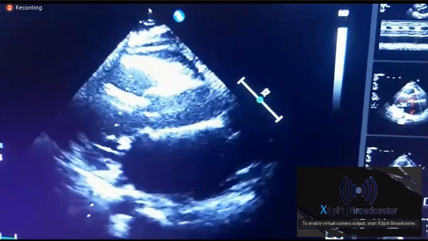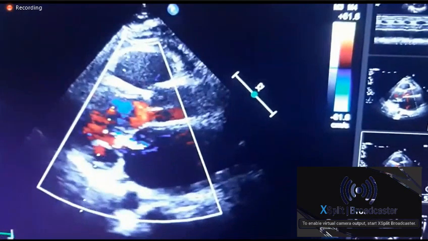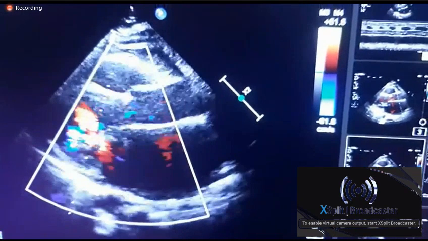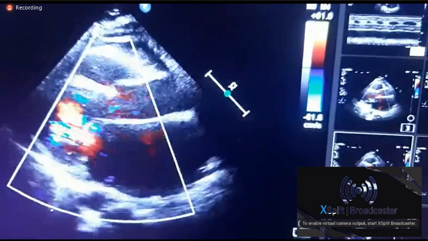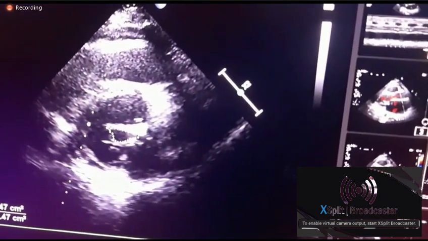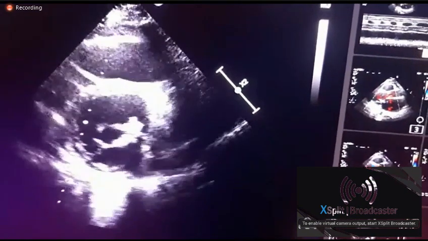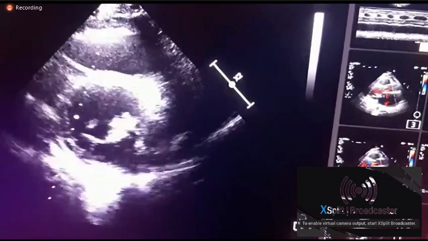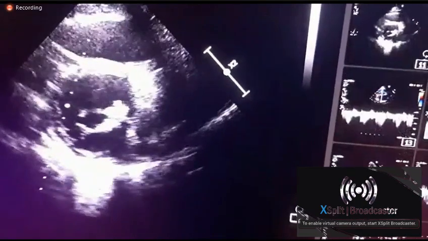The patient was admitted for mitral valve replacement. What is your final diagnosis? Sir, chronic rheumatic heart disease with severe mitral regurgitation, and moderate mitral stenosis.